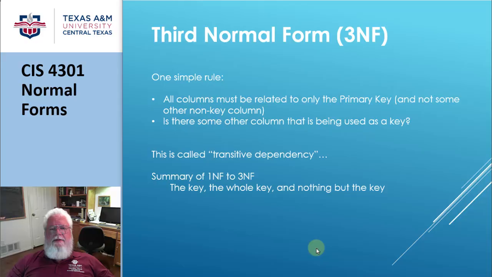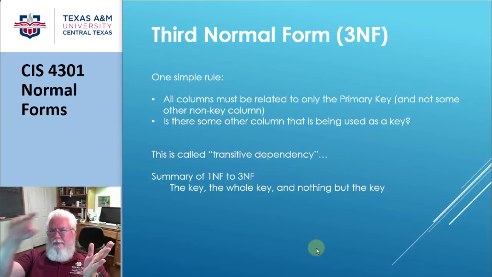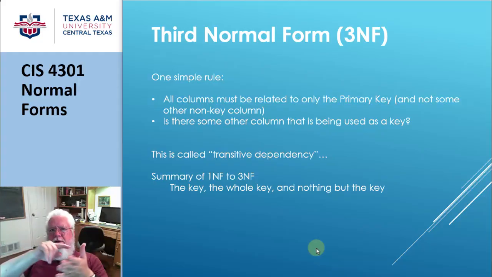Third normal form introduces a new term called transitive dependency. And it's basically, you know how transitive anything works. Like, I trust you and you trust Bob, therefore I trust Bob. That's a transitive relationship. You know, like things kind of hop along. Well, that's exactly what we're talking about here.